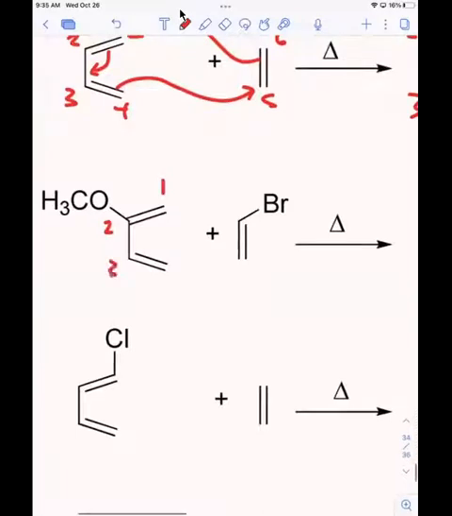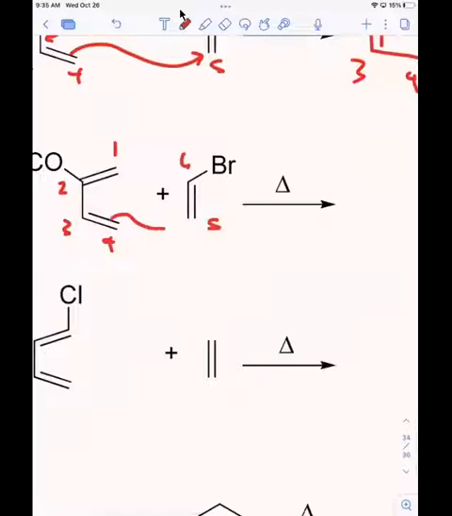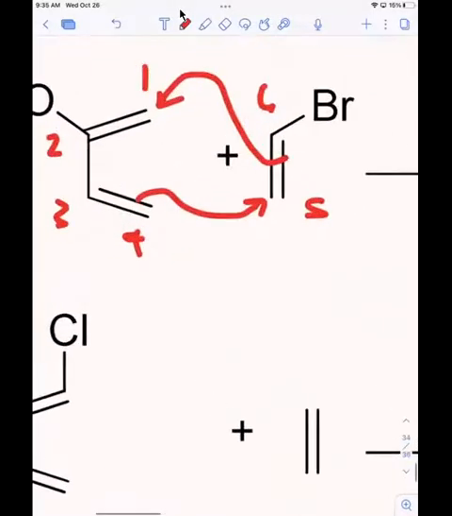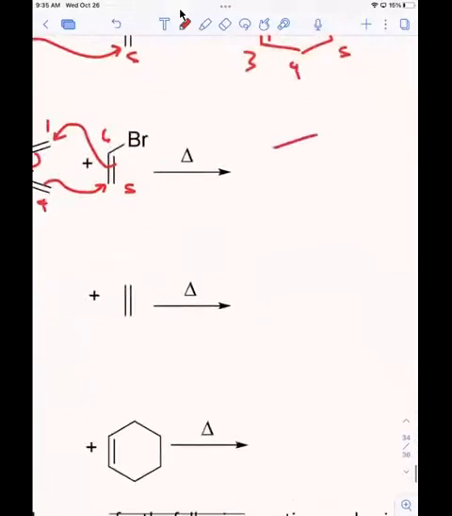1, 2, 3, 4, 5, 6. Right, the arrows never change. This pi bond attacks to put a bond between 4 and 5. It makes this pi bond shift, and then you attack to put a bond between 1 and 6, and then it's going to cause this pi bond to shift here. It never changes. So my basic structure is always going to be a 6-membered ring, right?